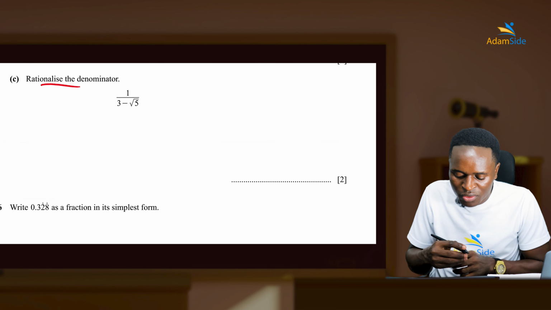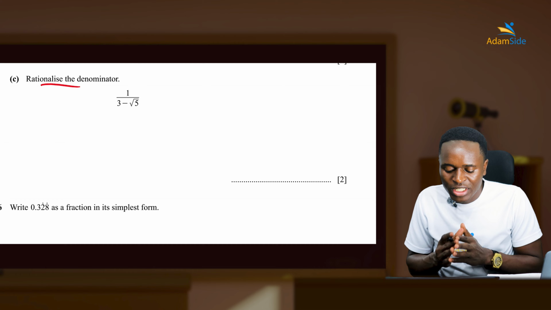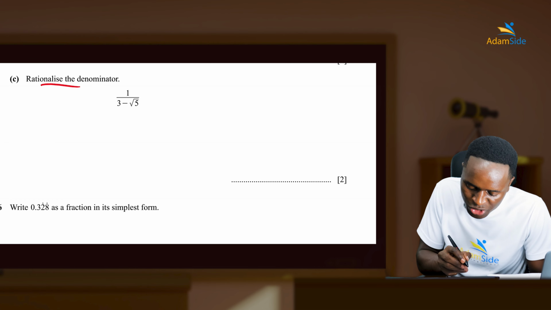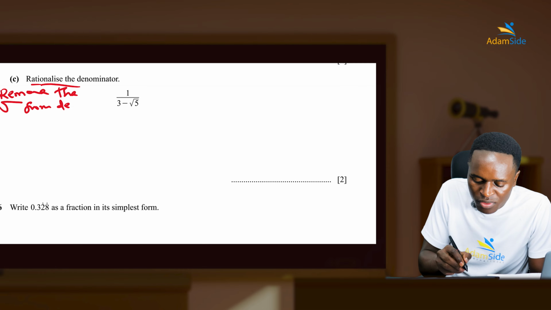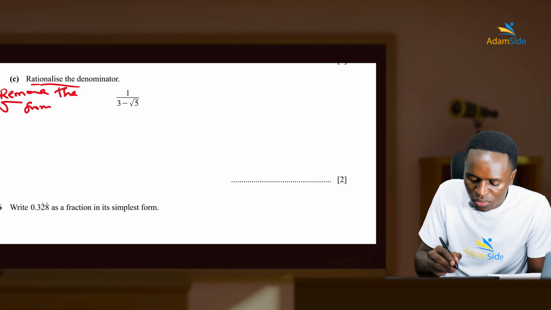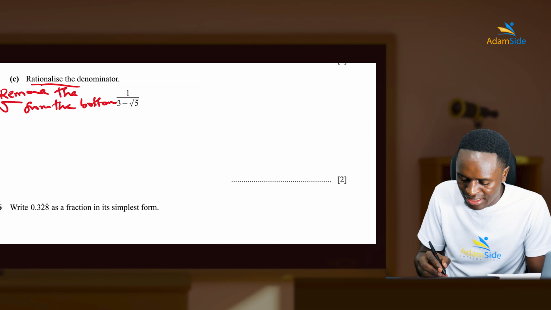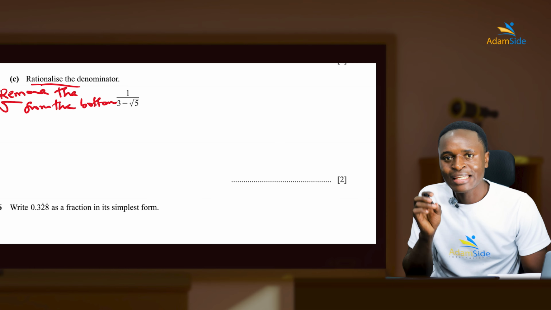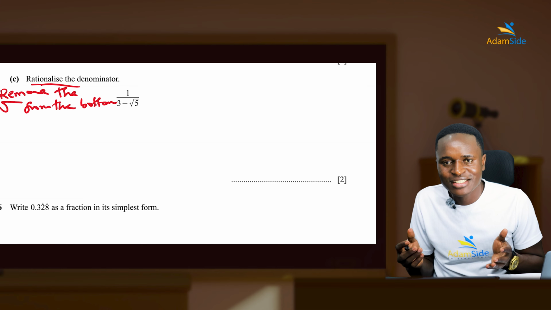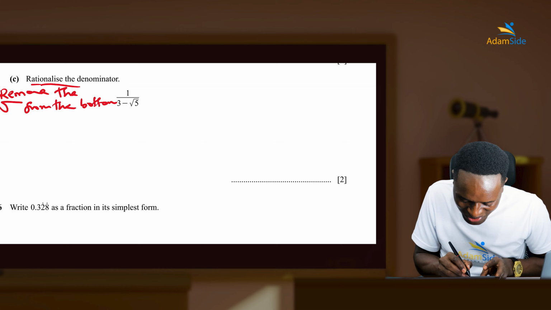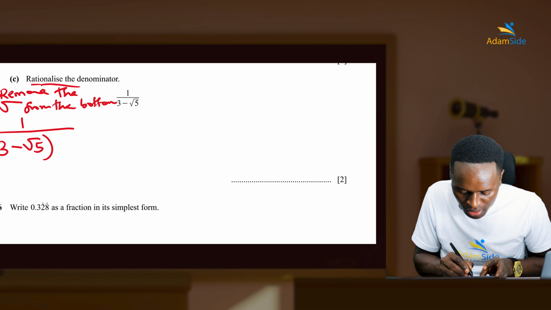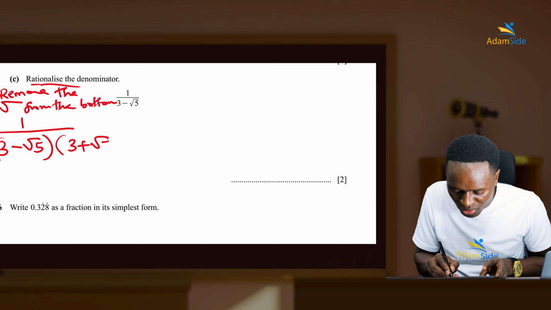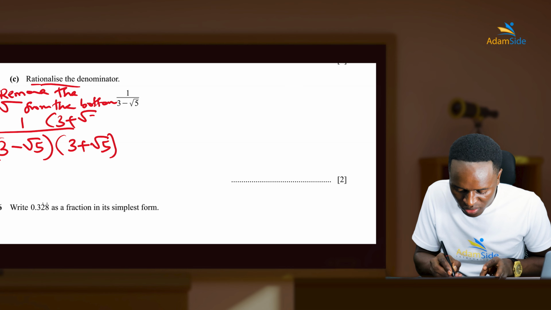Rationalize the denominator. Rationalizing the denominator means we need to remove the square root. To rationalize, you need to remove the square root symbol from the bottom. If you hear anything that calls rationalize, just remove the square root symbol from the bottom. So what do you do? You find its conjugate. How do we get its conjugate? Very simple, dear candidate. We say 1 over 3 minus root 5. The whole of this is multiplied by 3 plus root 5 over 3 plus root 5.